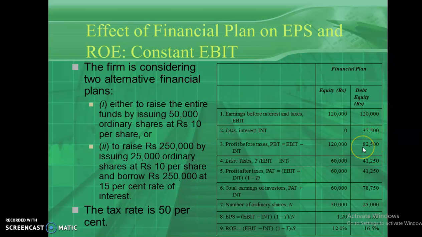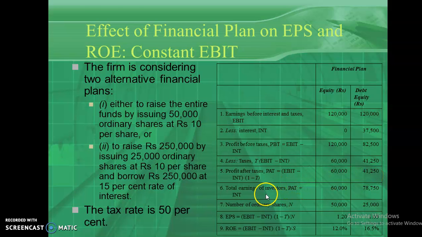That's profit before tax. Then the tax rate is 50%. You know that tax is always charged on profit before tax. So 50% is charged on this 1,20,000. You will get ₹60,000 tax amount, put it here. And here on 82,500 rupees you charge 50% and your tax amount is 41,250. You put it here. Then you deduct the tax from the profit before tax, 1,20,000 minus 60,000. You will get profit after tax, that amount is 60,000. And for the second plan, the debt equity plan, the profit after tax is 41,250. So now you got profit after tax.